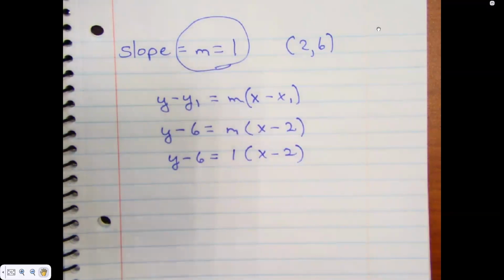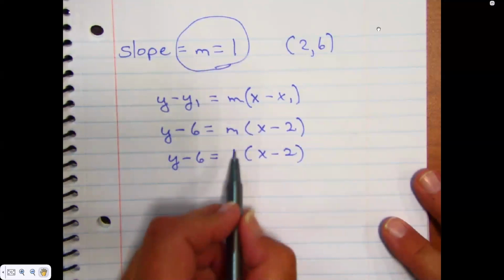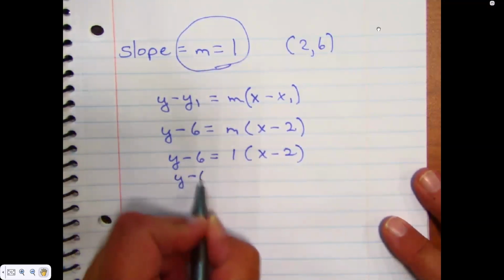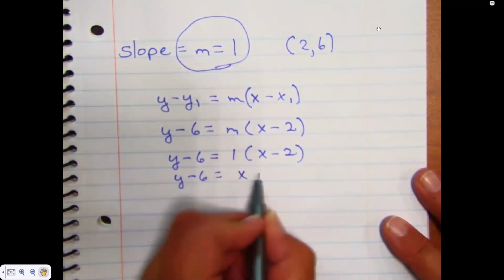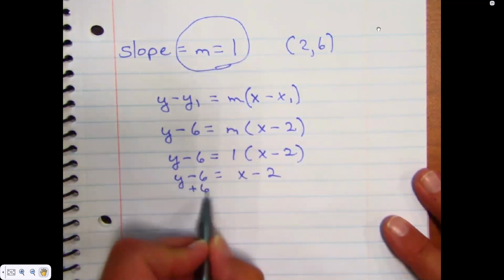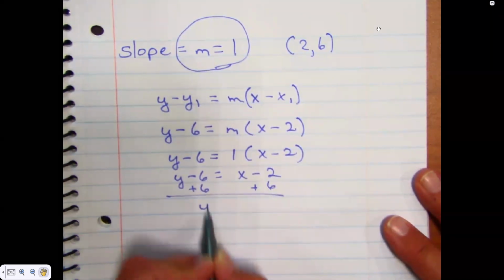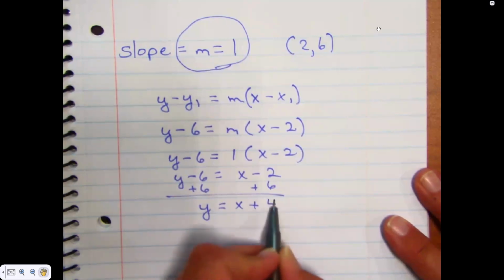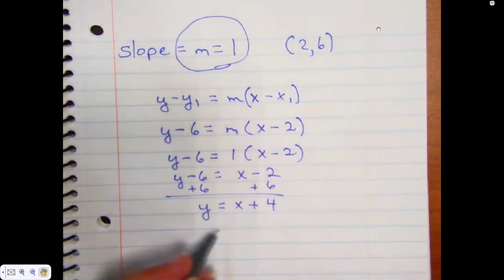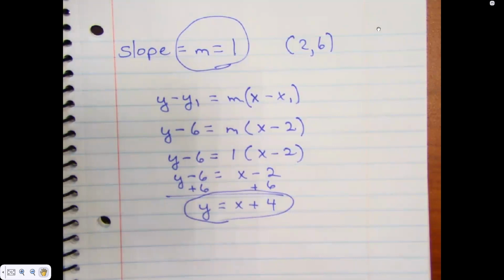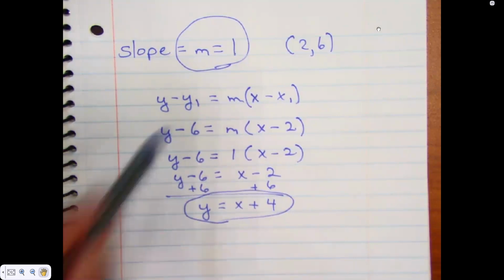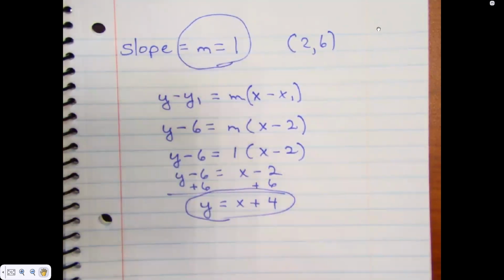Now, that answer is fine, but WebAssign, at least for today, and we're not going to do this a ton, a couple days, WebAssign makes us solve for y. So let's go ahead and solve it for y. Distribute the 1, that doesn't change anything. So y minus 6 equals just x minus 2. And then if we add the 6, x plus 4.